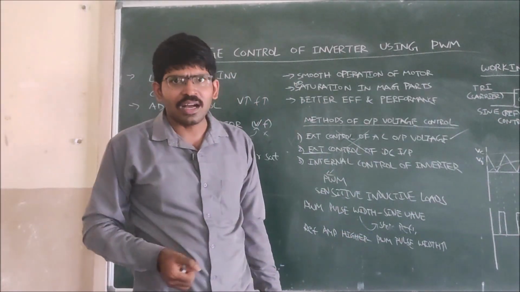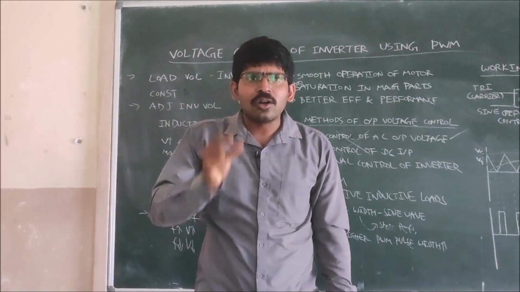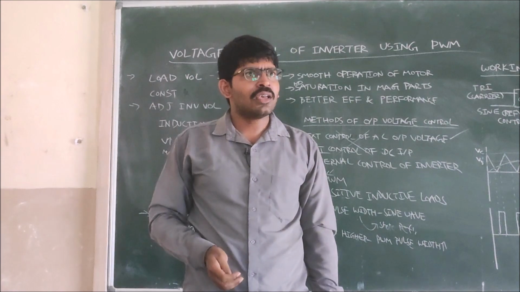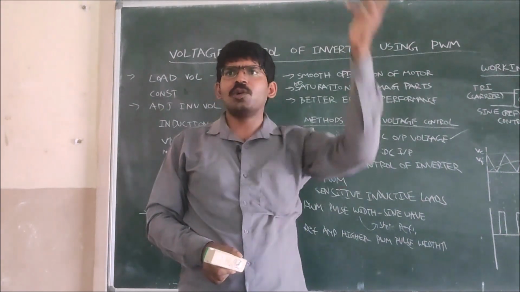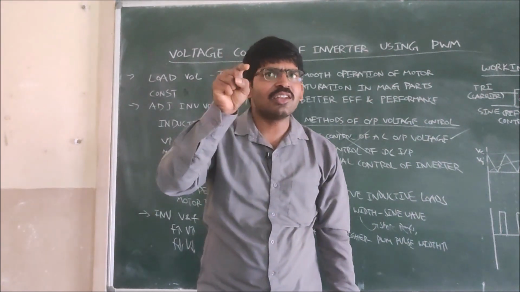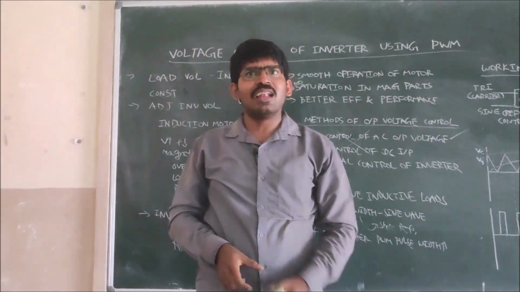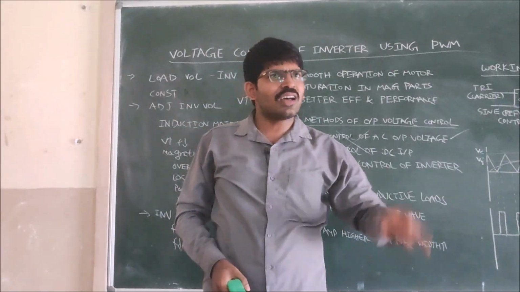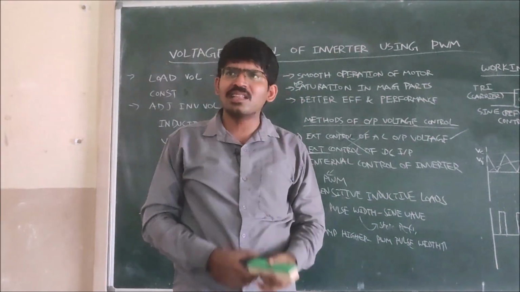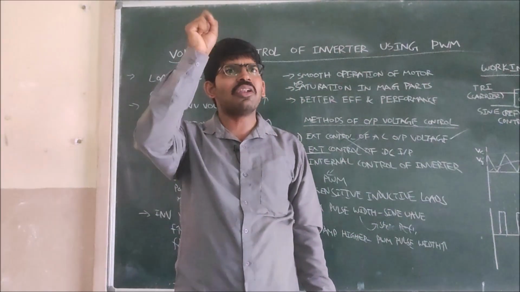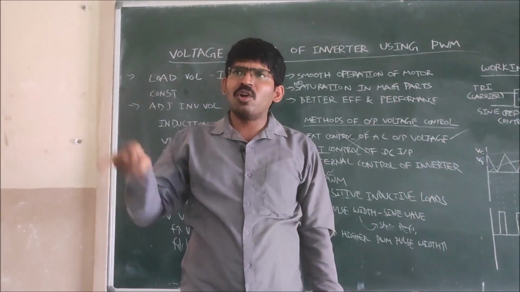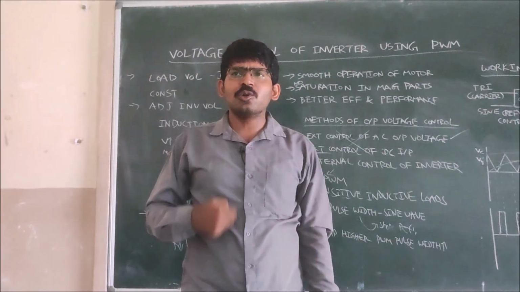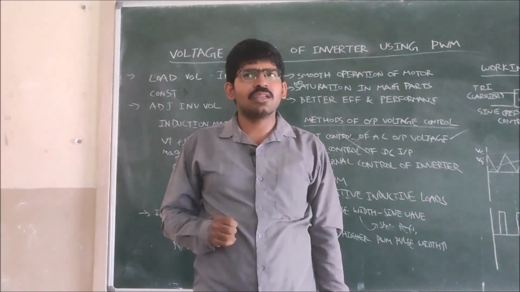Now we are going with the internal control. No need to concentrate on output AC. No need to concentrate on input DC. You concentrate on your pulse width modulated signal. So the title heading is, we are controlling the output voltage by using the pulse width modulation. So output voltage from the inverter, we are controlling it by using the pulse width modulation.